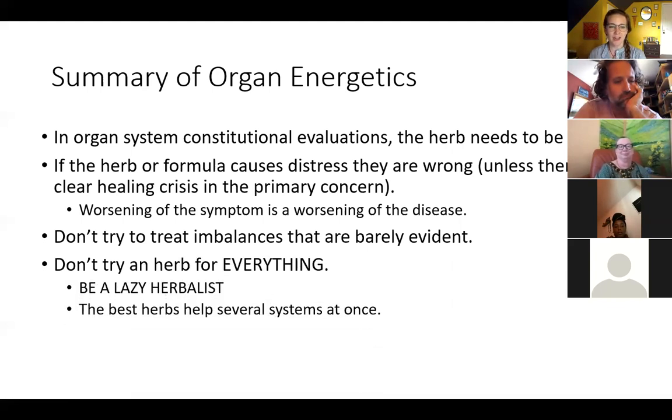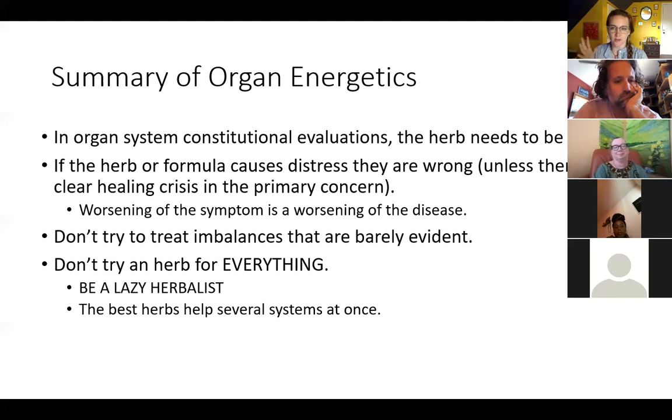Don't try an herb for everything. This concept of being a lazy herbalist is really appealing to me because there are so many ways to help the body, to help the self, to heal ourselves, to act in the form of medicine, to medicament yourself or someone else, that herbs just don't need to be the go-to. Herbs are powerful medicine.